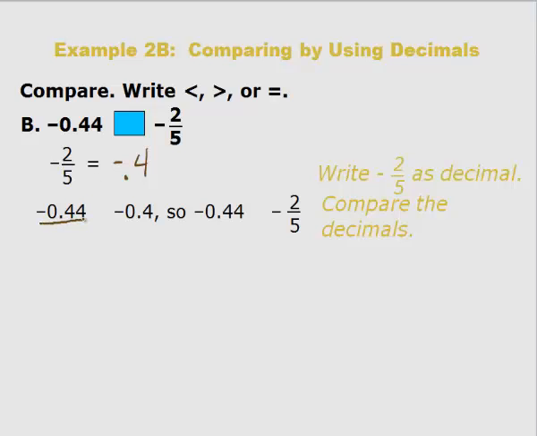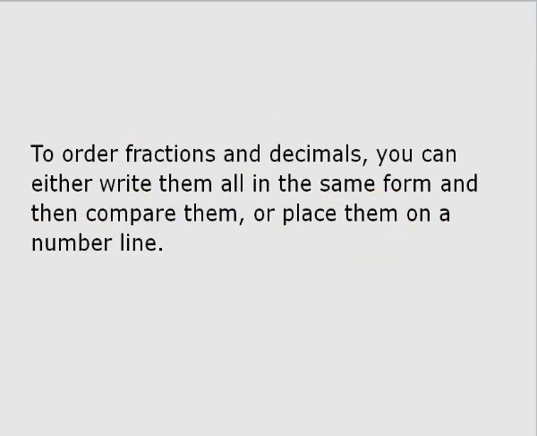Well, owing 44 cents and owing 40 cents, owing 40 cents you're richer, so that's bigger. So we go back to the original, and we can see that negative 0.44 is going to be bigger than negative 2/5 because negative 2/5 is equal to negative 0.4, or negative 0.40. So our answer goes this way, and we can thus compare the decimals.